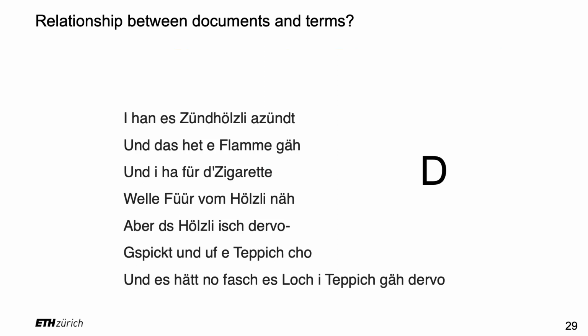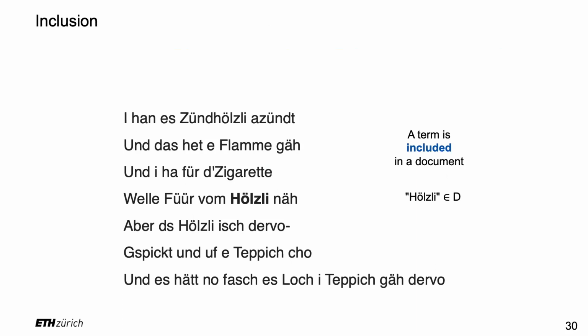This is a document. We'll call it D, for example. And now we need to talk about the relationship between a term and a document. There are several ways that you can actually relate terms and documents. First, you have the notion of saying that a term is included in a document. In that case, the term Hölzli is included in this document, in this song. Okay, this is inclusion.